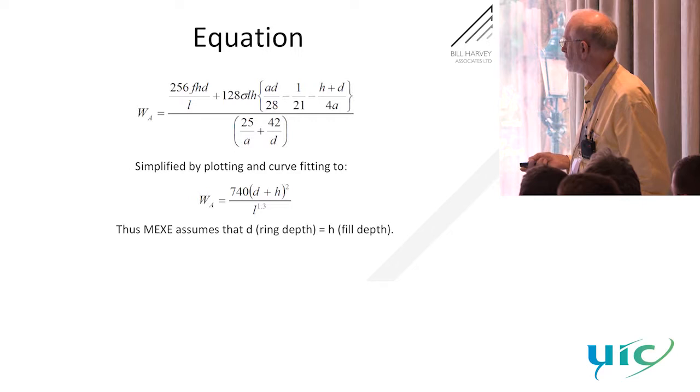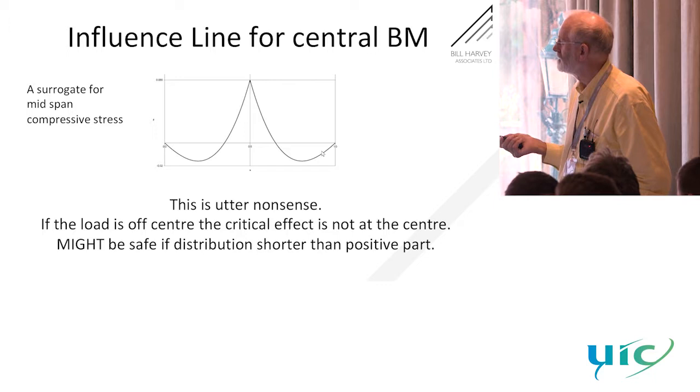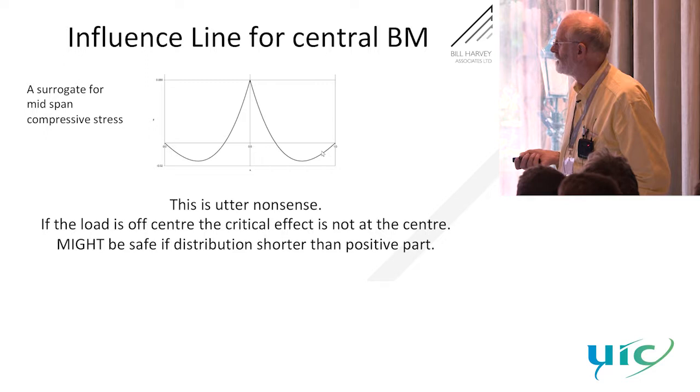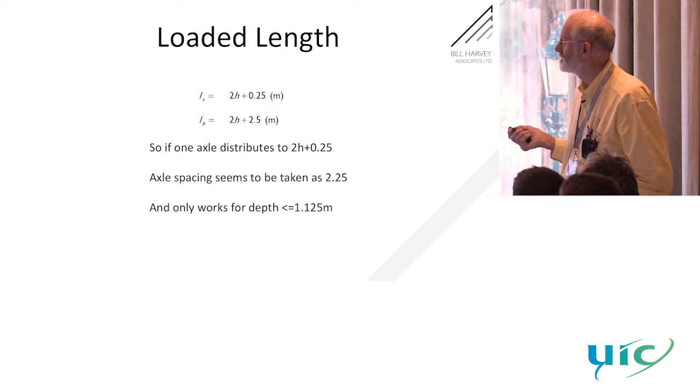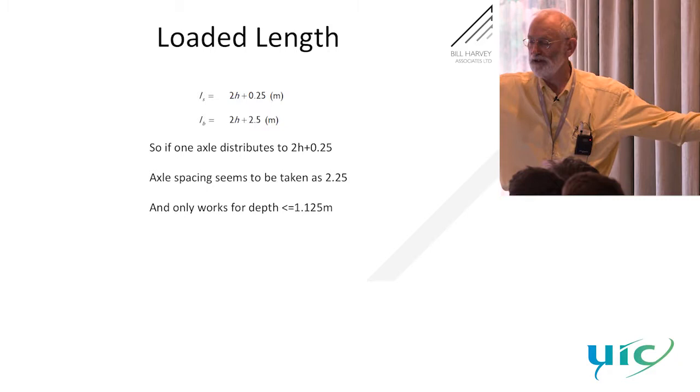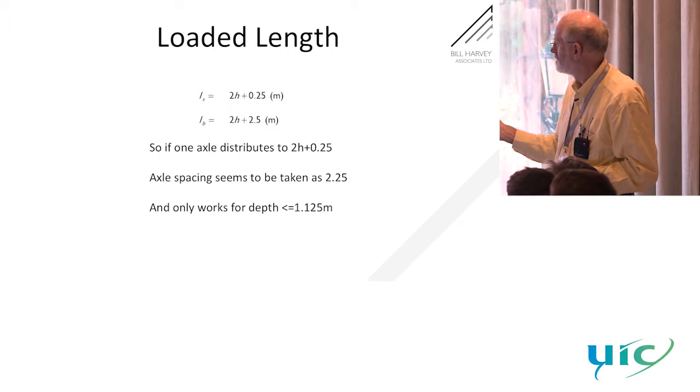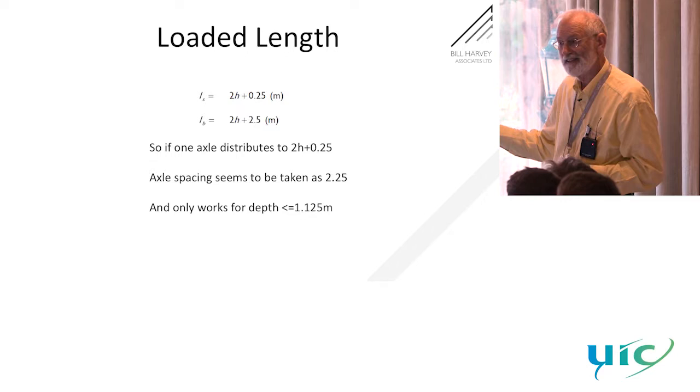The influence line for central bending moment looks like that. The load and length that was used was, for a single axle, twice H plus 0.25, for a double axle, twice H plus 2.25. So we're just assuming that the load distributes for the whole 2 meters between the axles. And actually, 2.5 means that the axles are 2.25 apart, and very few of them are. So that's pretty optimistic.